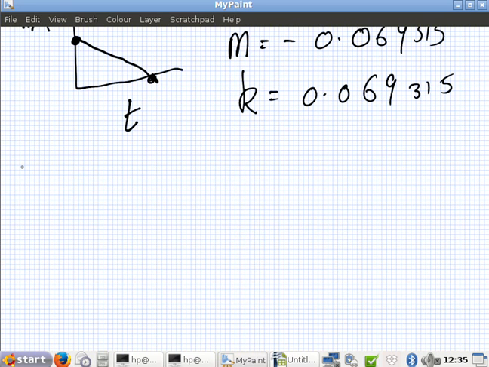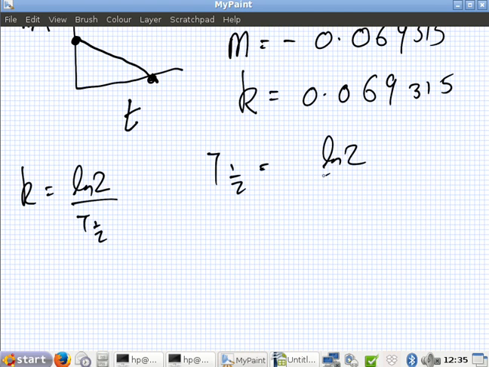Now, what's the formula that relates K and the half-life? K equals log 2 over half-life. So that means half-life equals log 2 over K. So log 2 divided by this number is 10, because log 2 is 0.69, and this is one tenth of that. So it's exactly 10.